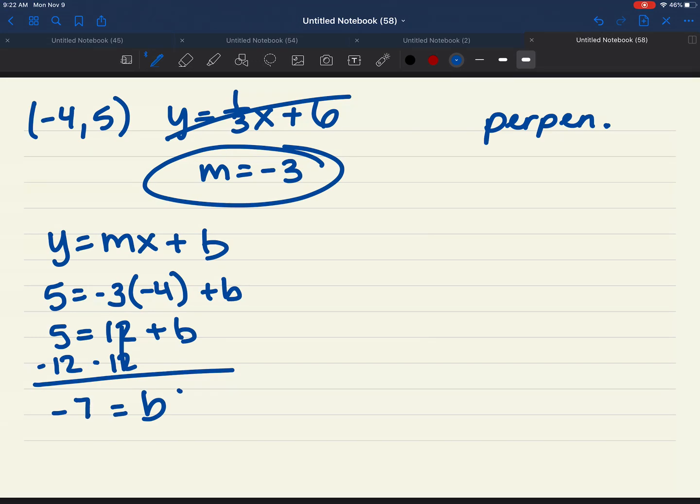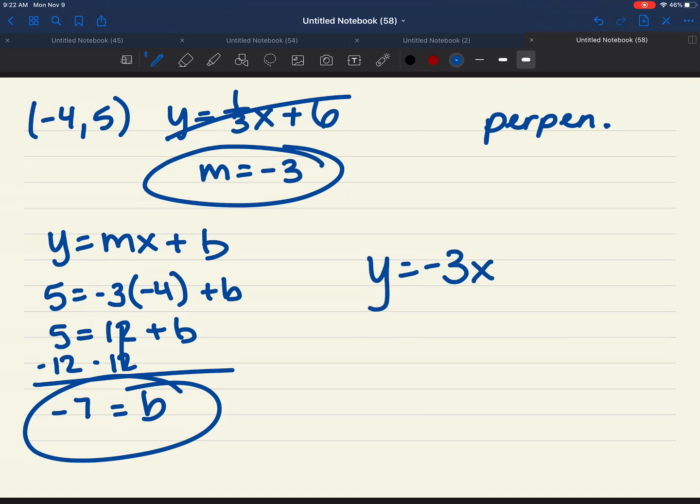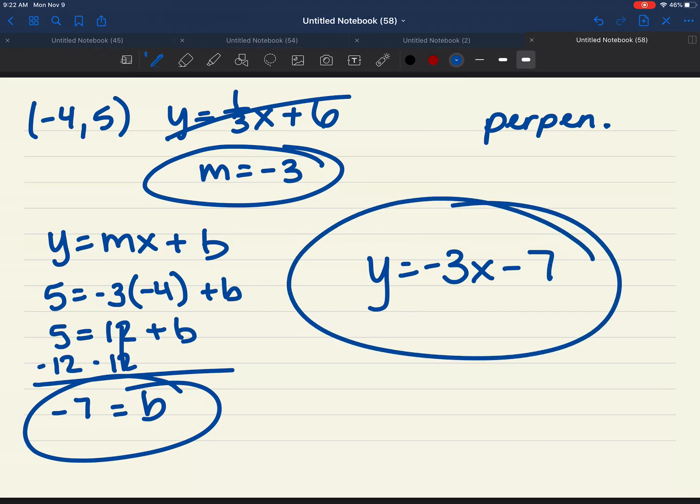Close. -7. There we go. Okay, so do I have the two things, Marley, I need to write my equation in slope-intercept form? Yes. Okay, tell me what it would be. Y equals -3x -7. Very good. Okay.